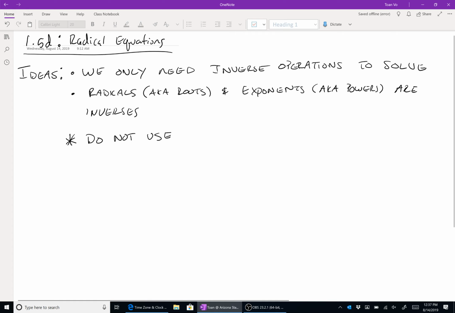use... Question? Anything I can clarify? All right. Do not use any exponents until the radical is isolated.